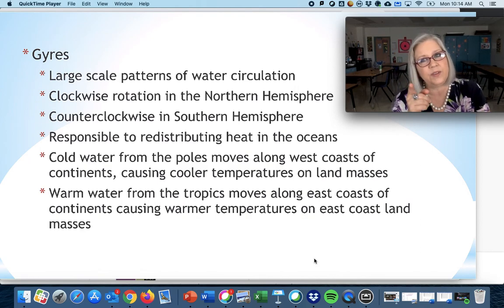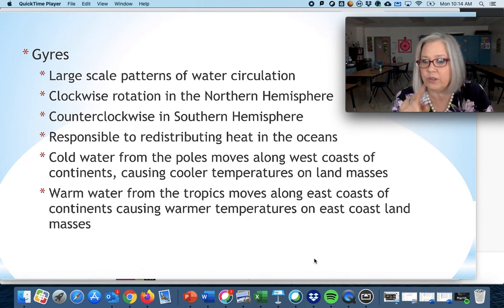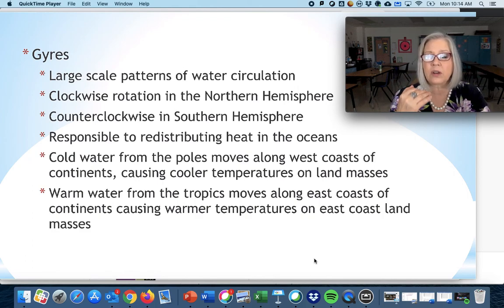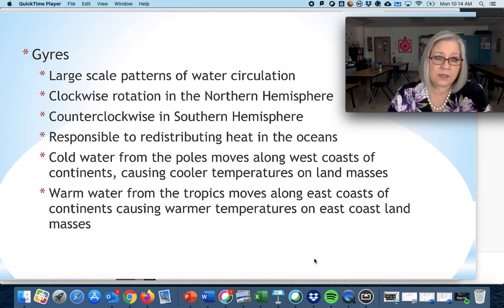Now, don't get confused about this whole thing about how water circulates in a bathtub. That's a myth. However, these large patterns of water actually do circulate in different directions. So the main thing that this does is that it redistributes heat across the globe, and this keeps our climates moderated so we don't have wild swings. Water is extremely important to the earth for so many different reasons.